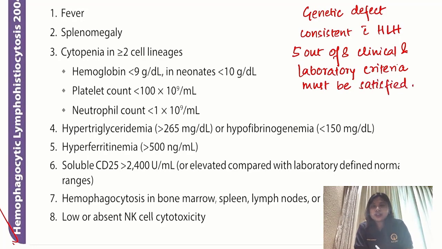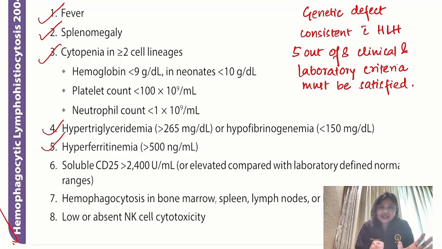So again, as I told in the previous slide, you may not remember the absolute values, but you need to remember what changes occur in which parameter. So we'll have a persistent fever, we'll have splenomegaly, we'll have cytopenia in more than or equal to 2 cell lineages, hemoglobin less than 9 in children, in neonates it's less than 10 grams per dl, platelet count less than 1 lakh, neutrophil count less than 1000, and triglycerides are going to be more than 265. Again, fibrinogen is low, less than 150. That means ESR is also going to be low.